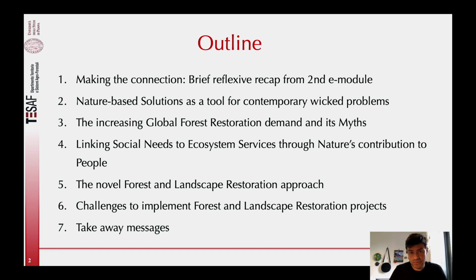And then we are going to move to the global forest restoration demand and myths connected to forest restoration. And then we are going to make a discussion of social needs and ecosystem services and how those two things combine with each other in the natural contributions to people. Have you heard about this concept? It's a new one. We are going to explore it later. And then we are going to present and discuss the forest and landscape restoration approach, the concept, the implementation, the challenges to implement it, its principles. And at the end, we are going to recap everything with some takeaway messages.